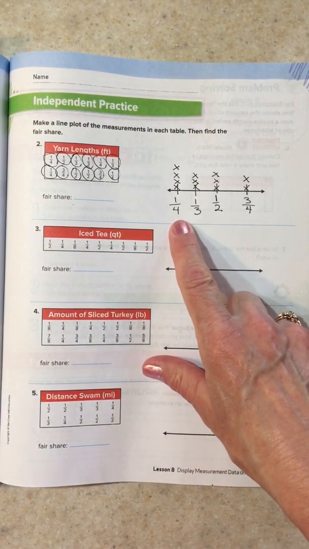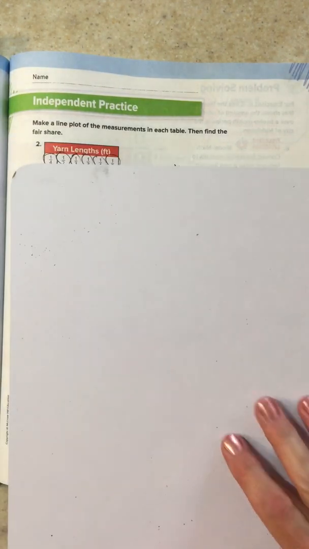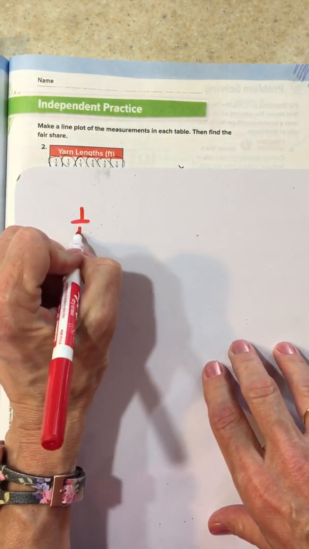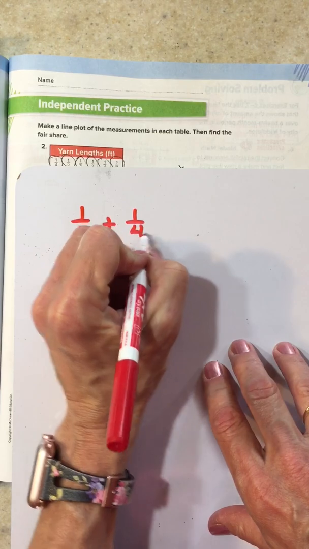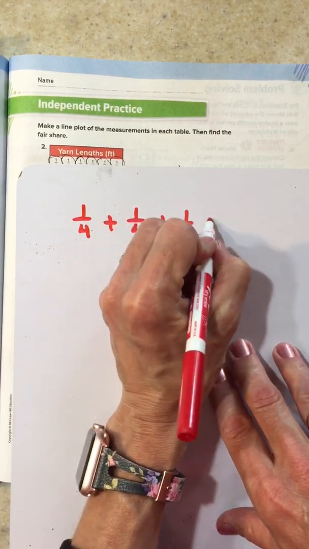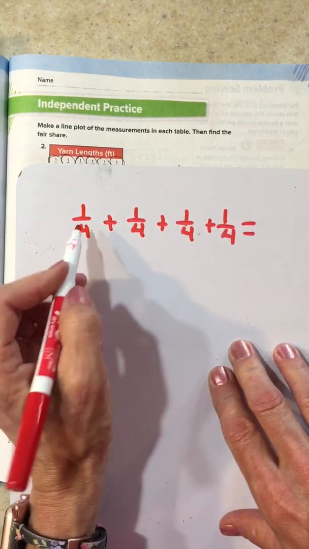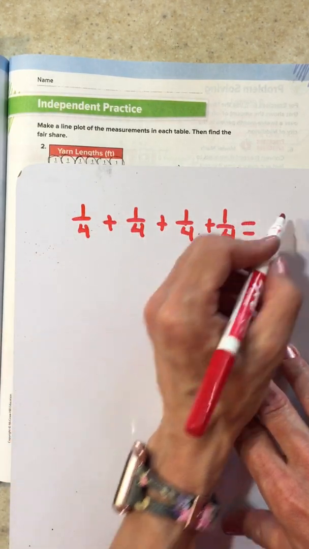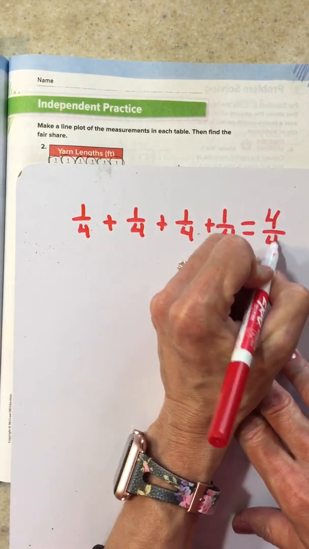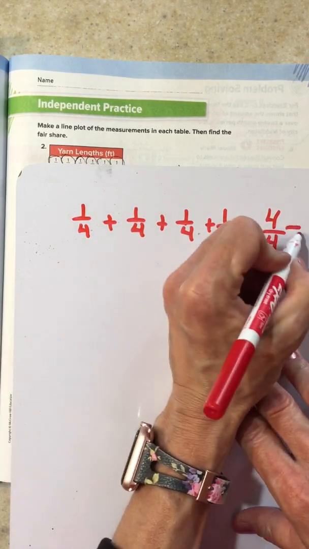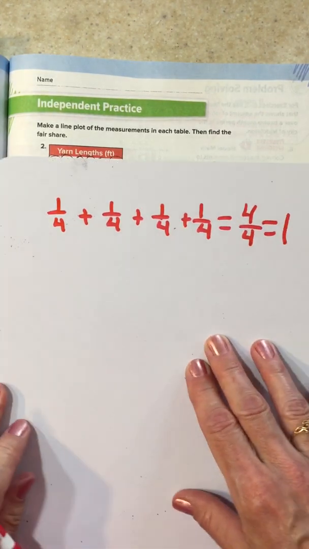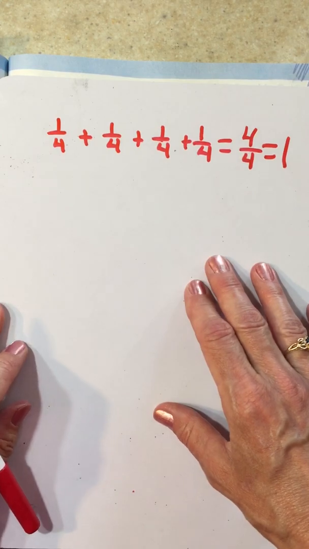I've got 4 1/4s. So 1/4 plus 1/4 plus 1/4 plus 1/4. I can see what that is already. 1, 2, 3, 4 out of 4 equals 1. So that's a nice easy number to work with.